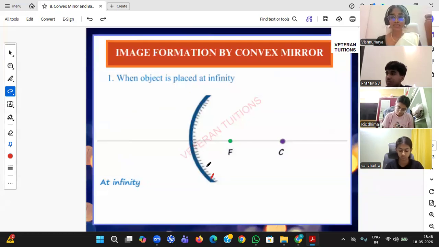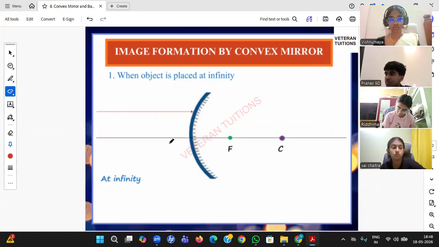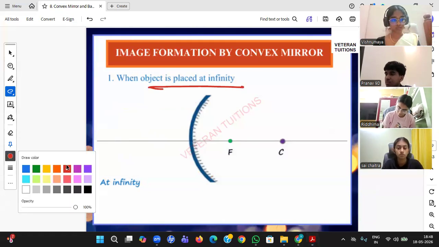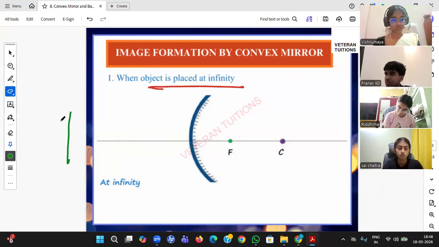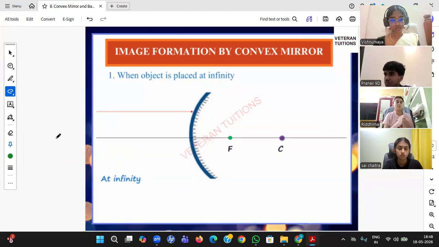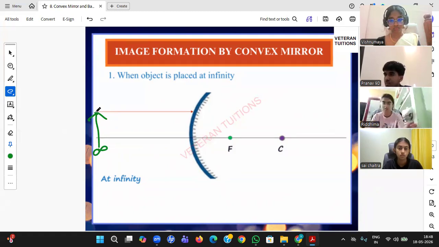Now, let us keep the object at infinity. Let us keep the object at infinity, very far. Obviously, now I need to choose a ray. As it is at infinity, the best ray is a parallel ray, a light ray coming from the top of the object, hitting the mirror.